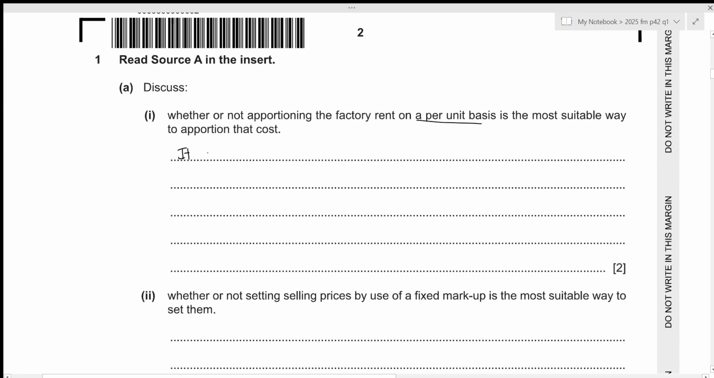It may not be realistic and floor area might be a more suitable basis. That is all for this part.